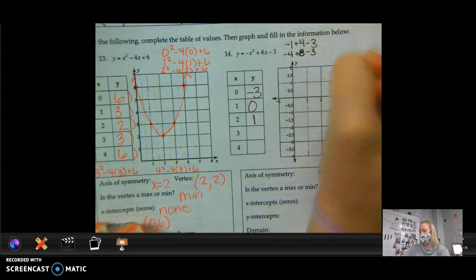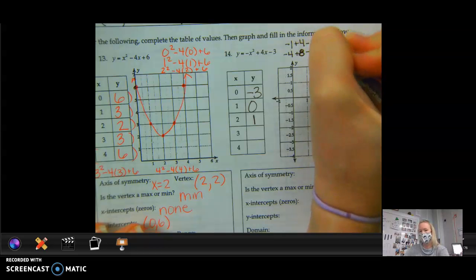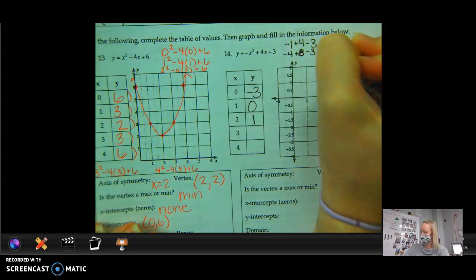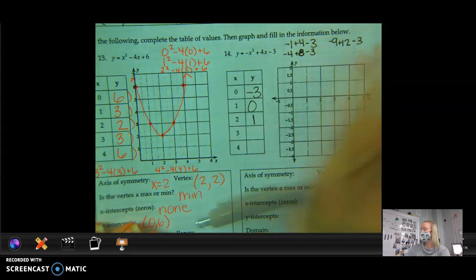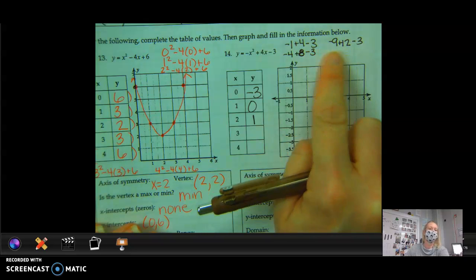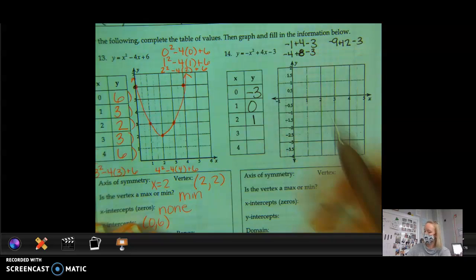What's 3 squared? So throw the negative sign. So negative 9. What's 4 times 3? And then minus 3. So what's negative 9 plus 12? Or 12 minus 9. Same thing. And then what's 3 minus 3?